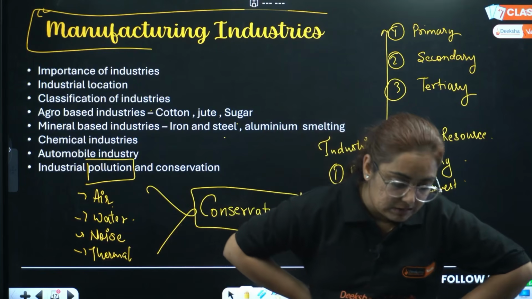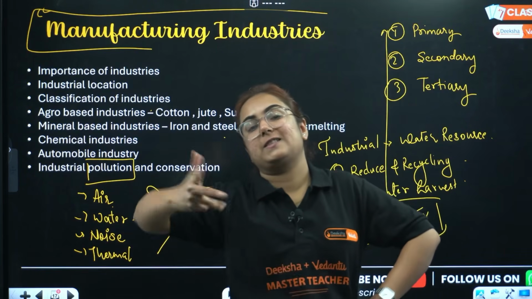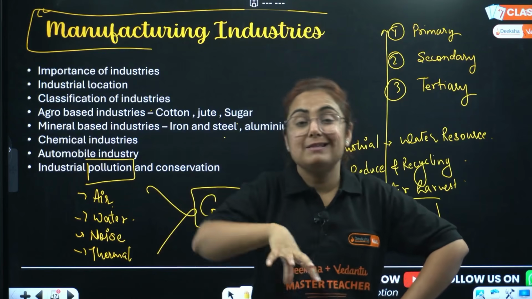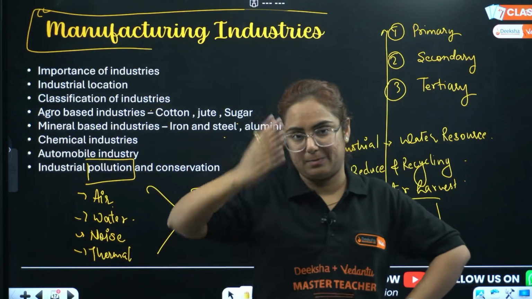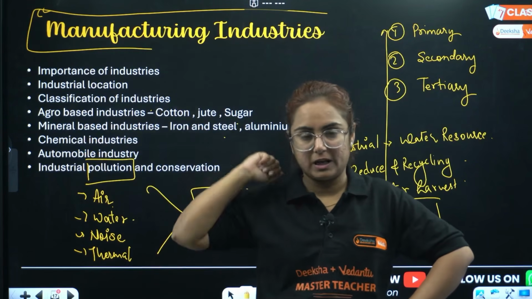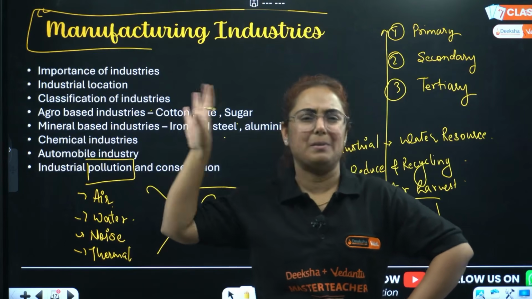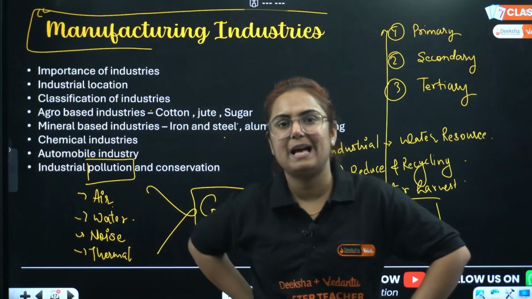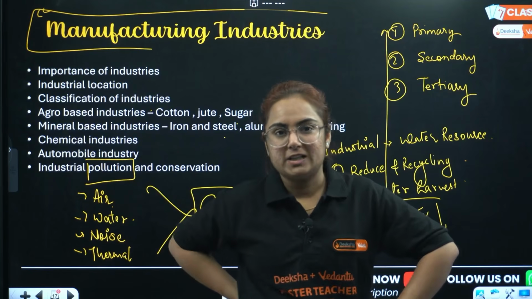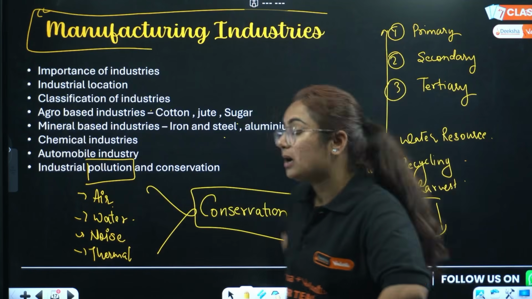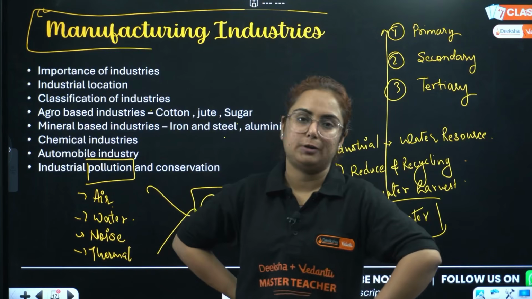Secondary involves what? Biological process. Tertiary involves chemical process. Primary, secondary, tertiary. First is mechanical, second is biological, third is all of them particularly, but more important is the chemical process. Get it? This is the important topic from this chapter.